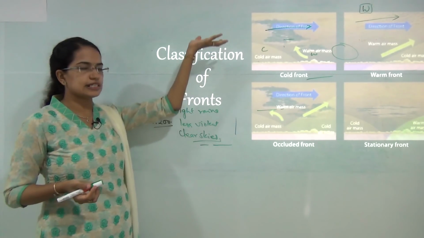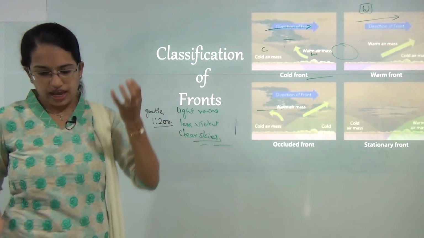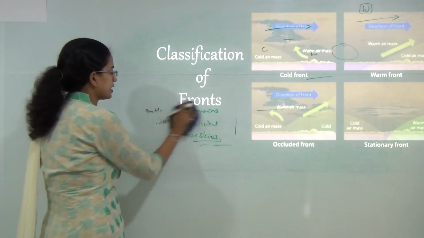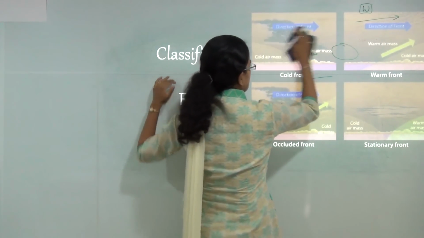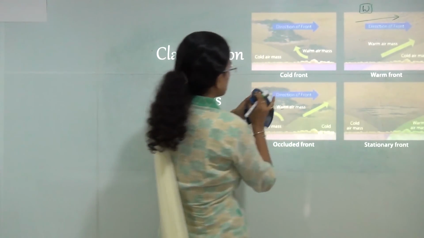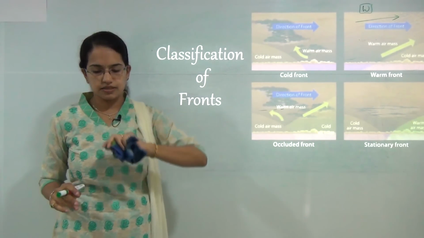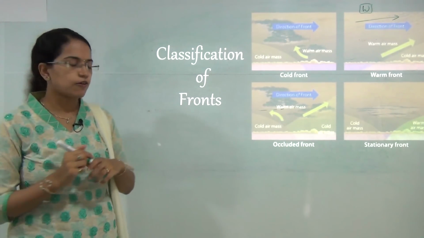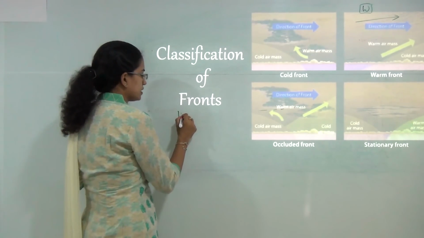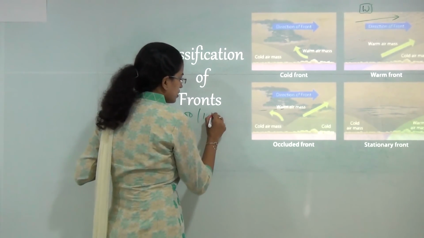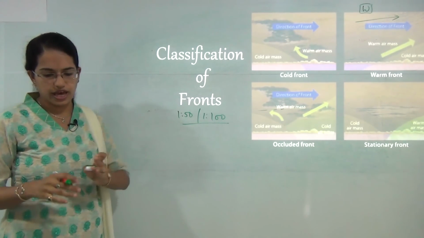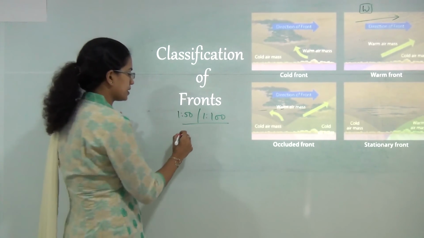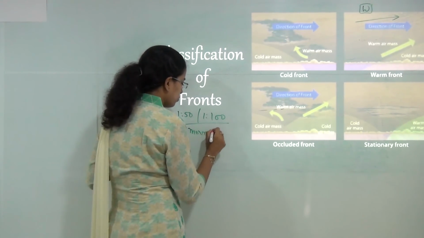Since cold air is denser, it would tend to subside, and during the process of subsiding it becomes active. So you have a much steeper slope. As you can see here, the slope would be much steeper, usually at a ratio of 1:50 or 1:100 maximum. Since the slope would be steeper, you would have fast moving winds. So the front would move faster.